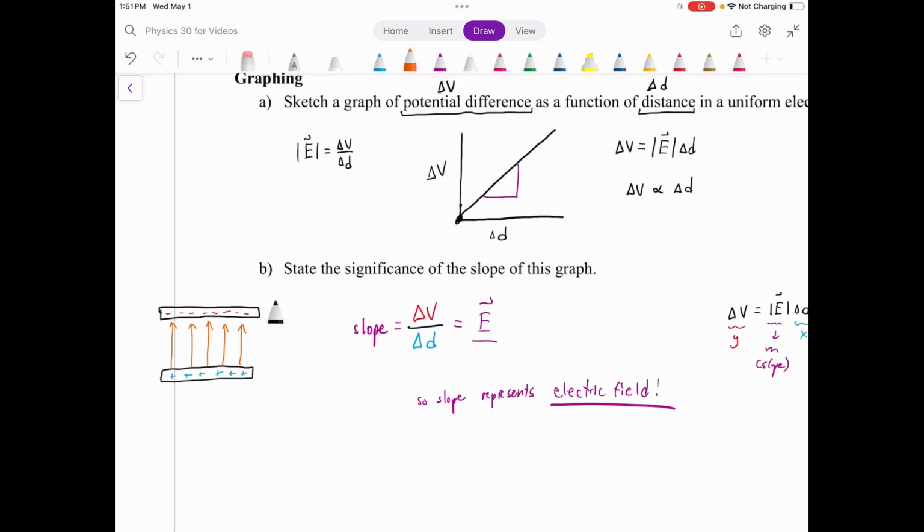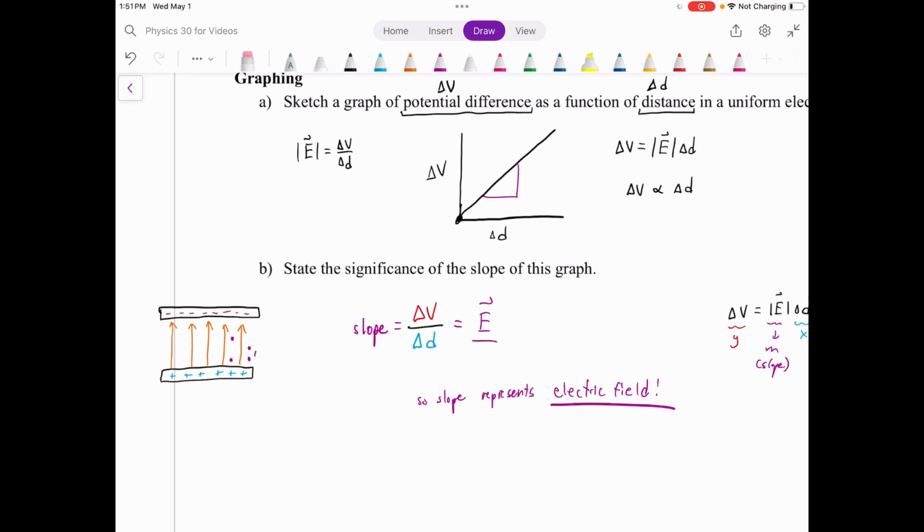So just to think about the type of experiment that might give us this graph, right? You can imagine having a uniform electric field, and you're varying the distance between the 2 points you're testing. So you're checking what is the potential difference between maybe those 2 points, and then make the distance slightly larger. What's the potential difference between those 2 points, right? That gives you a new voltage.